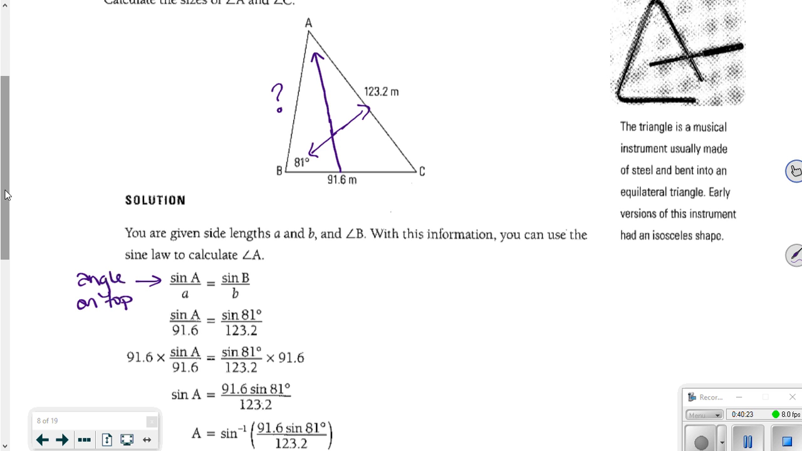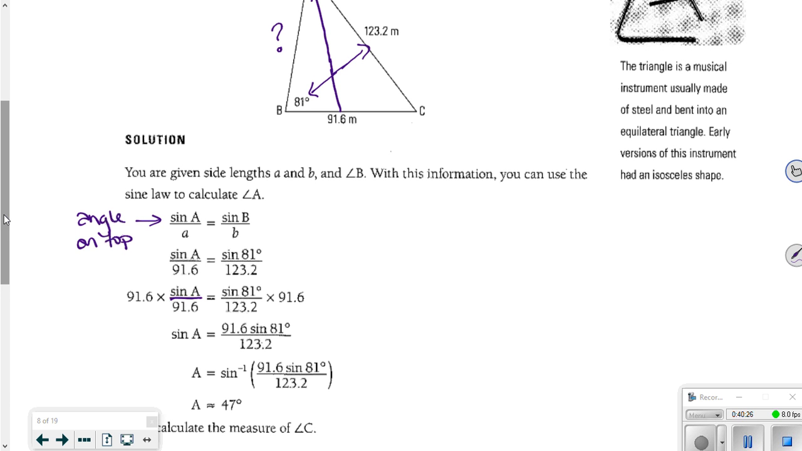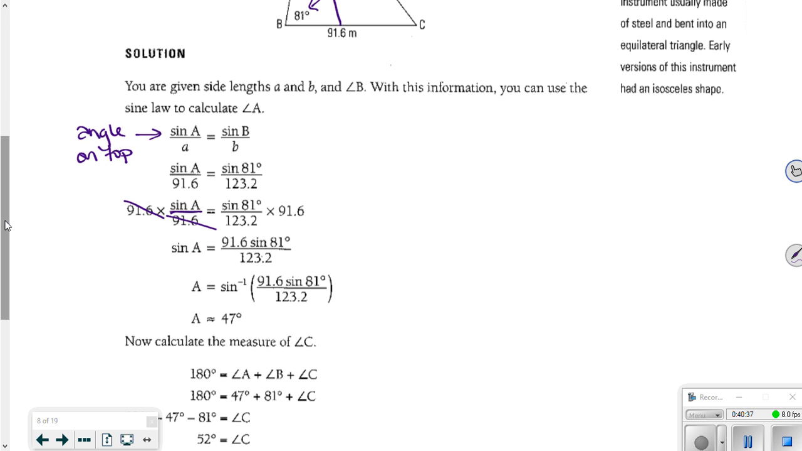To rearrange, we're going to get rid of this divide by 91.6 by multiplying by 91.6 on both sides. That makes the 91.6 cancel out and just leaves our sine A. And then just like for our trig functions, to get rid of the sine A, we have to do the inverse sine. And if we do it to one side, we have to do it to the other. That makes the sine and the inverse sine cancel out. Leaves us with angle A equals the inverse sine of 91.6 times sine of 81 divided by 123.2. Our angle measurement becomes 47 degrees. For your angles, always just round to the nearest whole number.